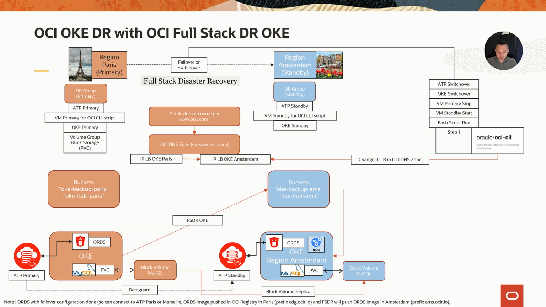Now you can see that full stack DR for OKE will actually send information about the deployment of the OKE in the primary region directly into a bucket, OKE backup Amsterdam. And it is this deployment that will be restored in the OKE of the standby region during the switchover or the failover. Let's go to the demo.